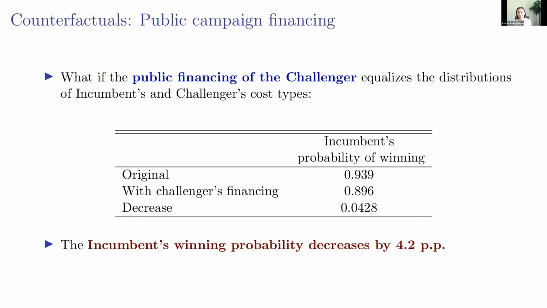And now let me describe the counterfactual analysis very briefly. So I considered two policies, public campaign financing of the challenger and imposing a limit on candidates' expenditures. So first, consider the public financing of the challengers such that the resulting cost type distributions of incumbent and challenger are equalized. In that case, the incumbent's winning probability decreases by approximately 4 percentage points.